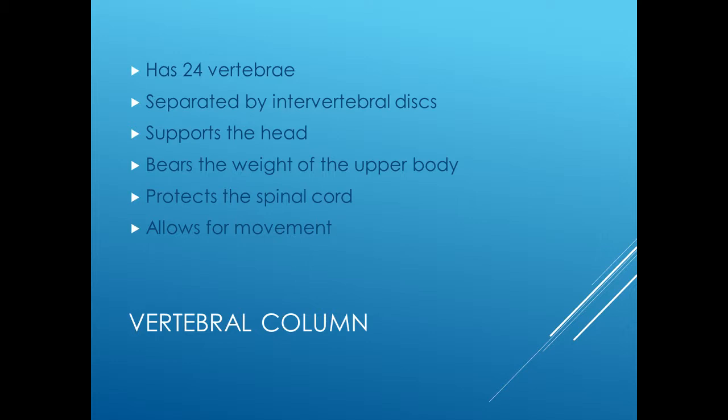If you'll remember from the previous slide, we have 7 cervical vertebrae, C1 through C7. And then we have 12 thoracic vertebrae, and then we have 5 lumbar vertebrae. So 7, 12, and 5 equals 24. So that's what makes up our 24 vertebrae. They are separated by intervertebral discs, which is kind of just some soft, spongy, flexible material in between the bones.